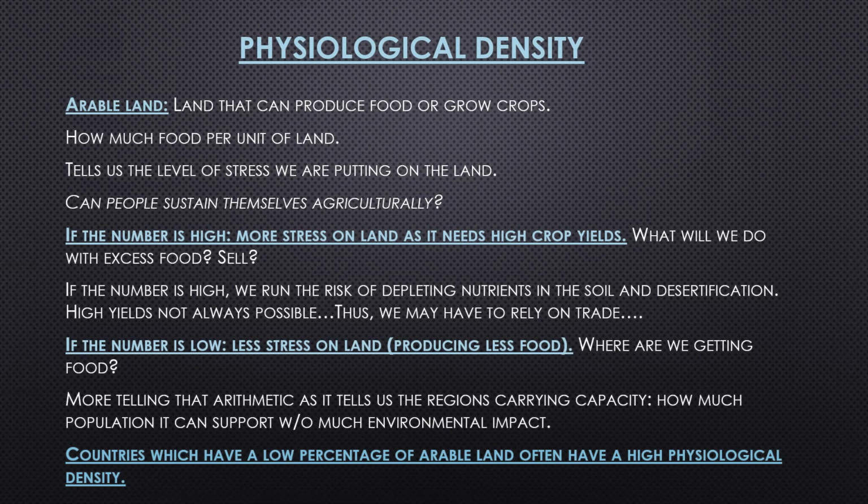But again, if the number is high, that country runs the risk of depleting nutrients in the soil, desertification, and sometimes high yields are not always possible. So if the number is high, not only does it say that they're probably putting stress on the land, but they're also probably relying on trade. If the number is low, on the other hand, there's less stress on the land because they're producing less food. So where are they getting the food? They're probably taking in food.